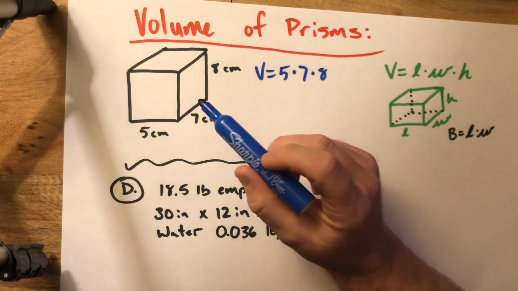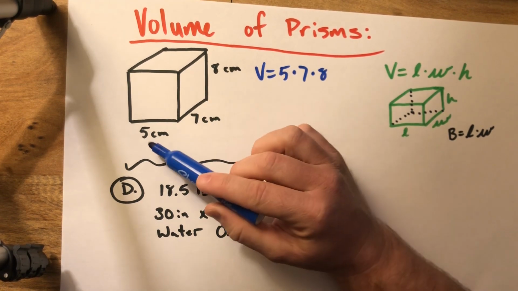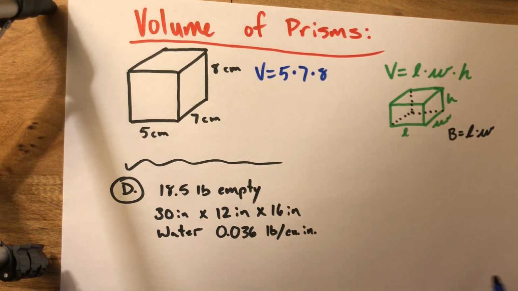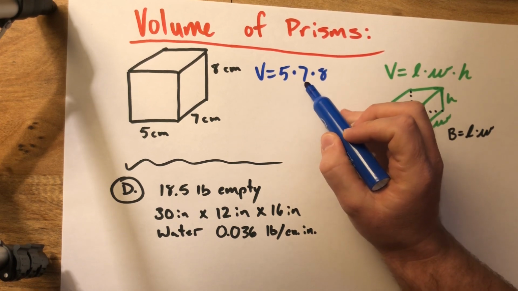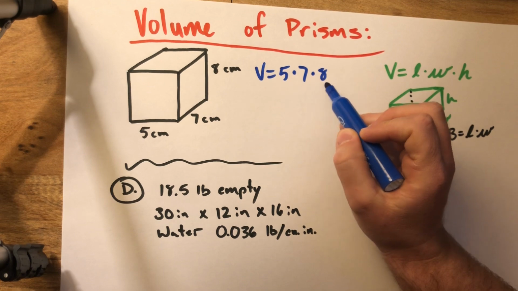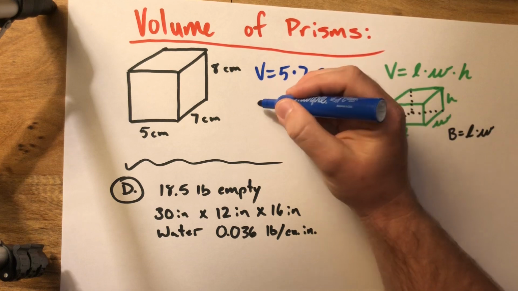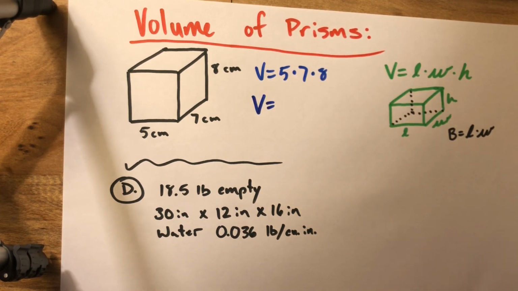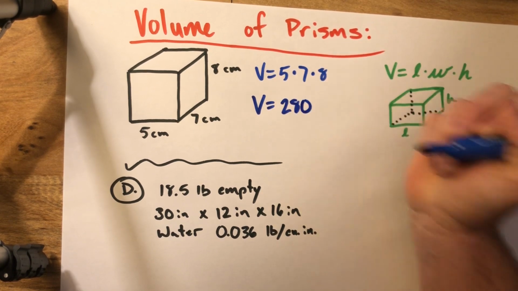We have the prism here that I've drawn, a rectangular prism, 5 centimeters, 7 centimeters, and 8 centimeters on its dimensions. So I'm going to call the length 5 in this case. Makes sense to me. 7 is the width, and I'll call 8 the height. So I'm going to multiply them all together. 5 times 7 is 35, and then times 8 is going to be 280.